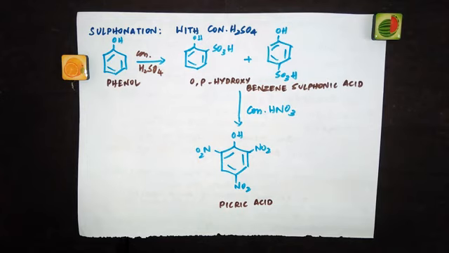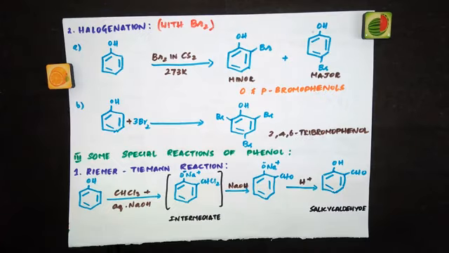So in the electrophilic substitution reactions of phenol, we have seen nitration and sulfonation also. Now we are going to see halogenation. For the halogenation reaction, we are going to treat phenol with bromine. When we treat phenol with bromine, we get different products depending upon the experimental conditions that we use.